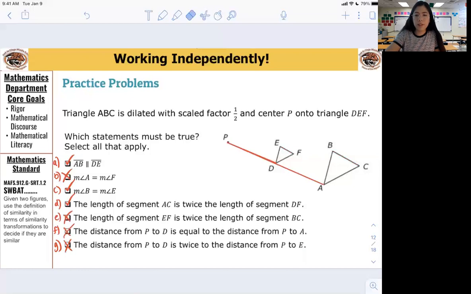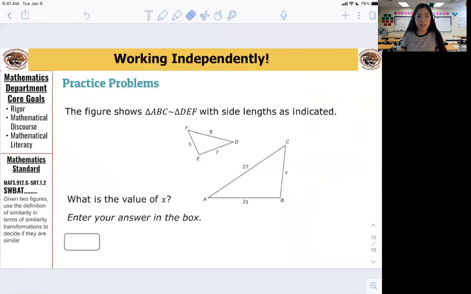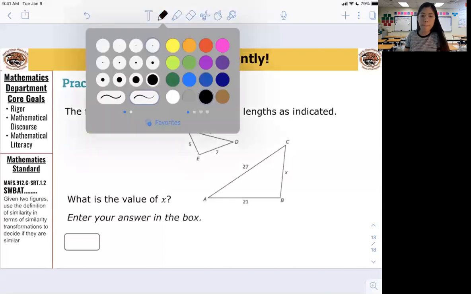Final questions on this? Okay. Now it is 2:17, so this is basically the end, but let's do this one. It's super quick. ABC is similar to DEF. What is the value of X? Can anybody very quickly give me a proportion that I can set up?